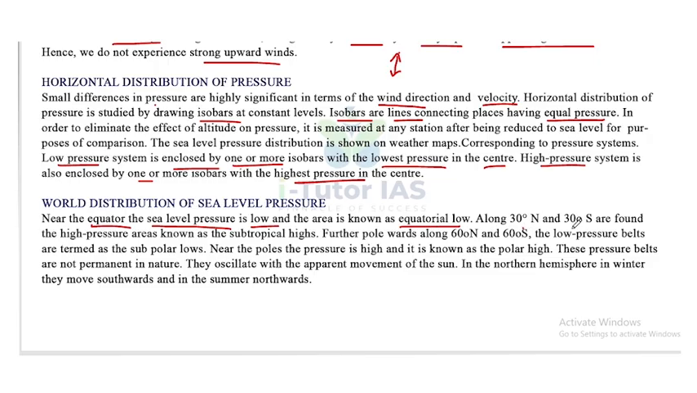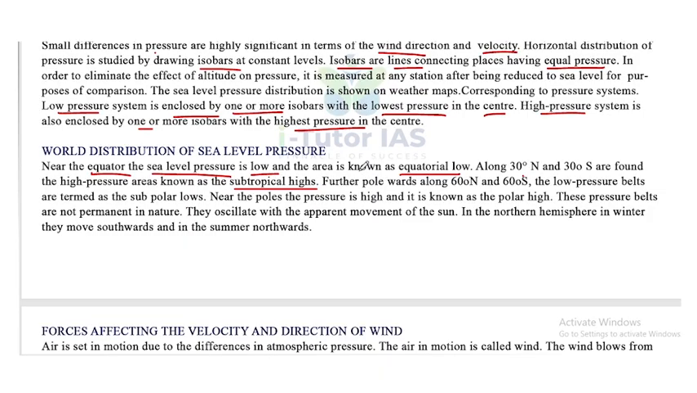Along 30 degree north and 30 degree south are found the high pressure areas known as subtropical highs. So the first one, that is equatorial low pressure, is near the equator region. Then along 30 degree north and 30 degree south, what happened? There is a high pressure area that is known as subtropical high. Further polewards along 60 degree north and 60 degree south, the low pressure belts are termed as the subpolar lows. Near the poles, the pressure is high and it is known as polar high.